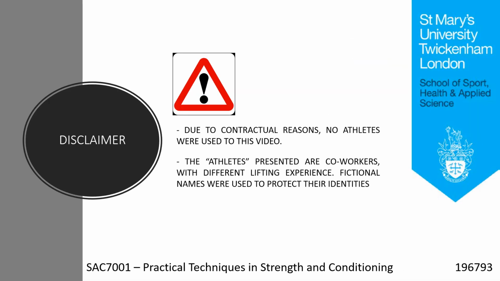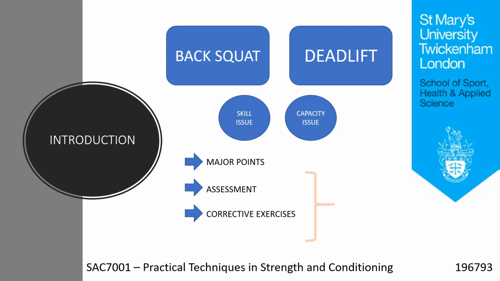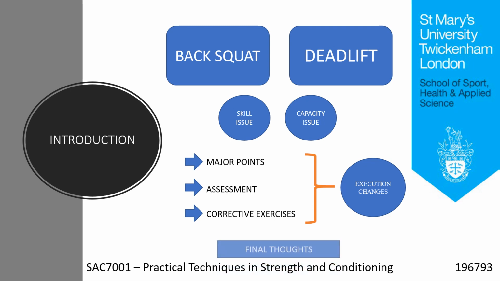Due to contractual reasons, I am not allowed to use any of my athletes in this video, so my co-workers were the examples that I used. Movements I chose were the back squat and the deadlift, and we will go through major points highlighted in each lift, an assessment, corrective exercises when necessary, movement execution changes, and some final thoughts at the end.